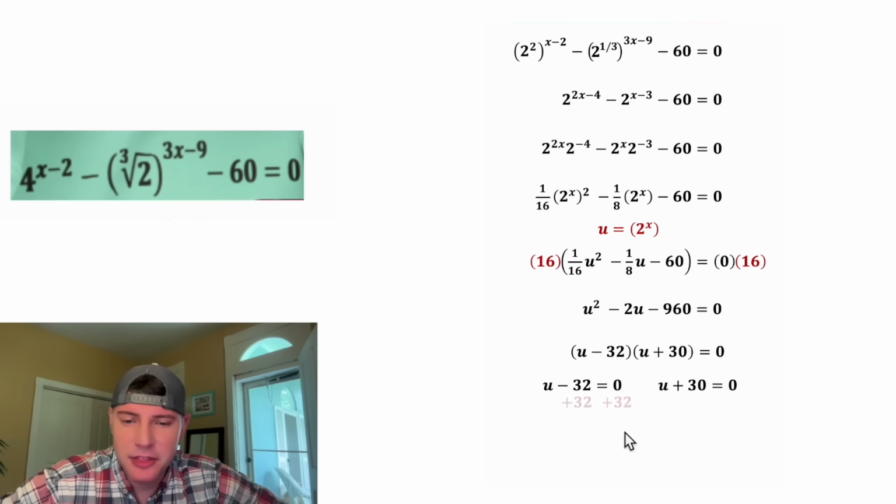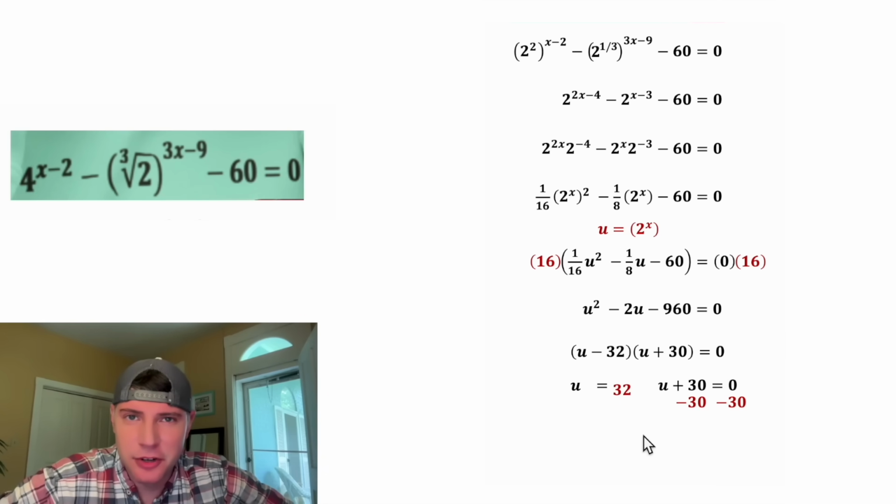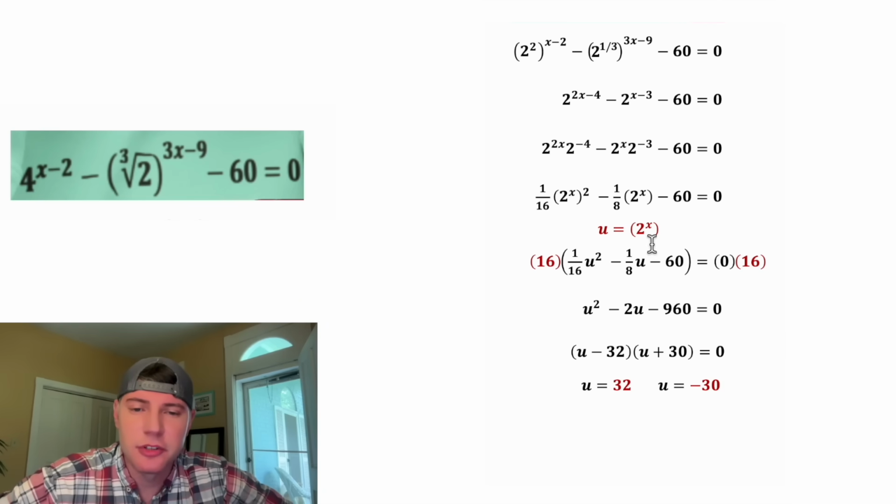For this one, we can add 32 to both sides, and for this one, we can subtract 30 from both sides. For this one, we end up with u is equal to 32. And for this one, we end up with u is equal to negative 30. And from earlier, u is equal to 2 to the power of x. So let's substitute 2 to the power of x in for both of these.